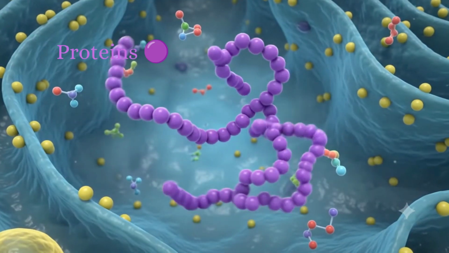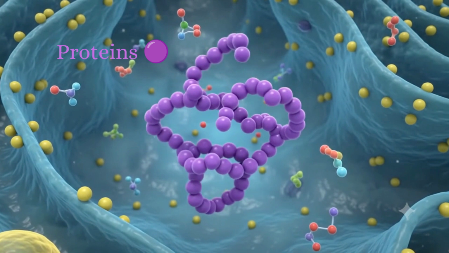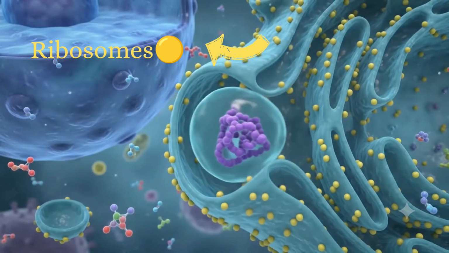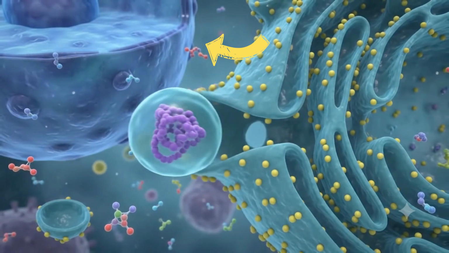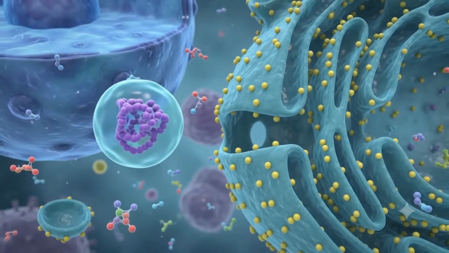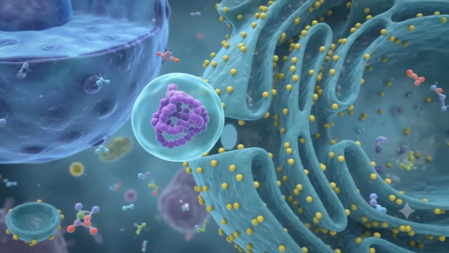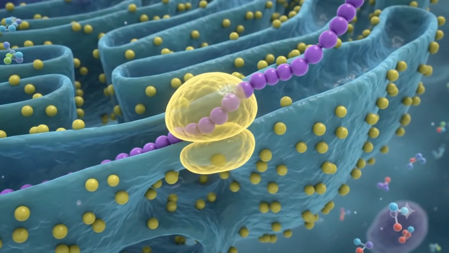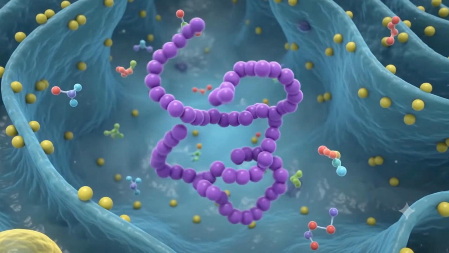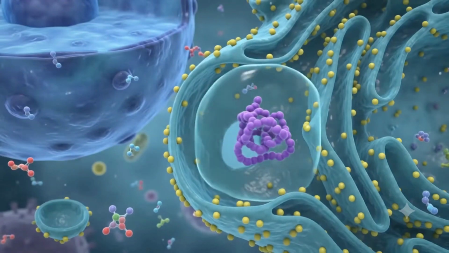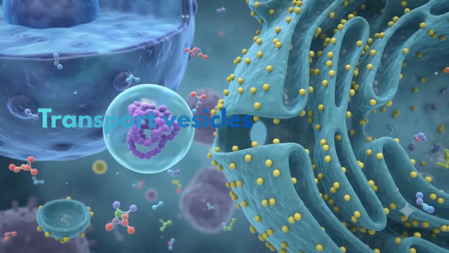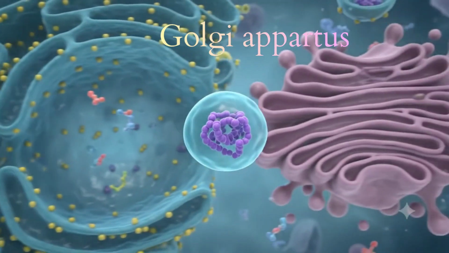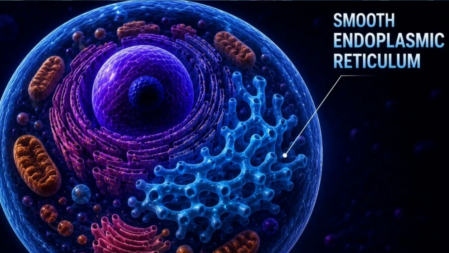The RER appears rough because its surface is covered with ribosomes, the tiny protein-making machines of the cell. These ribosomes synthesize proteins that are meant to be secreted outside the cell, inserted into the cell membrane, or sent to other organelles like lysosomes. Once the proteins are made, the RER folds them into the correct three-dimensional shape and performs initial modification before packaging them into transport vehicles. These vehicles then carry the proteins to the Golgi apparatus for further processing.